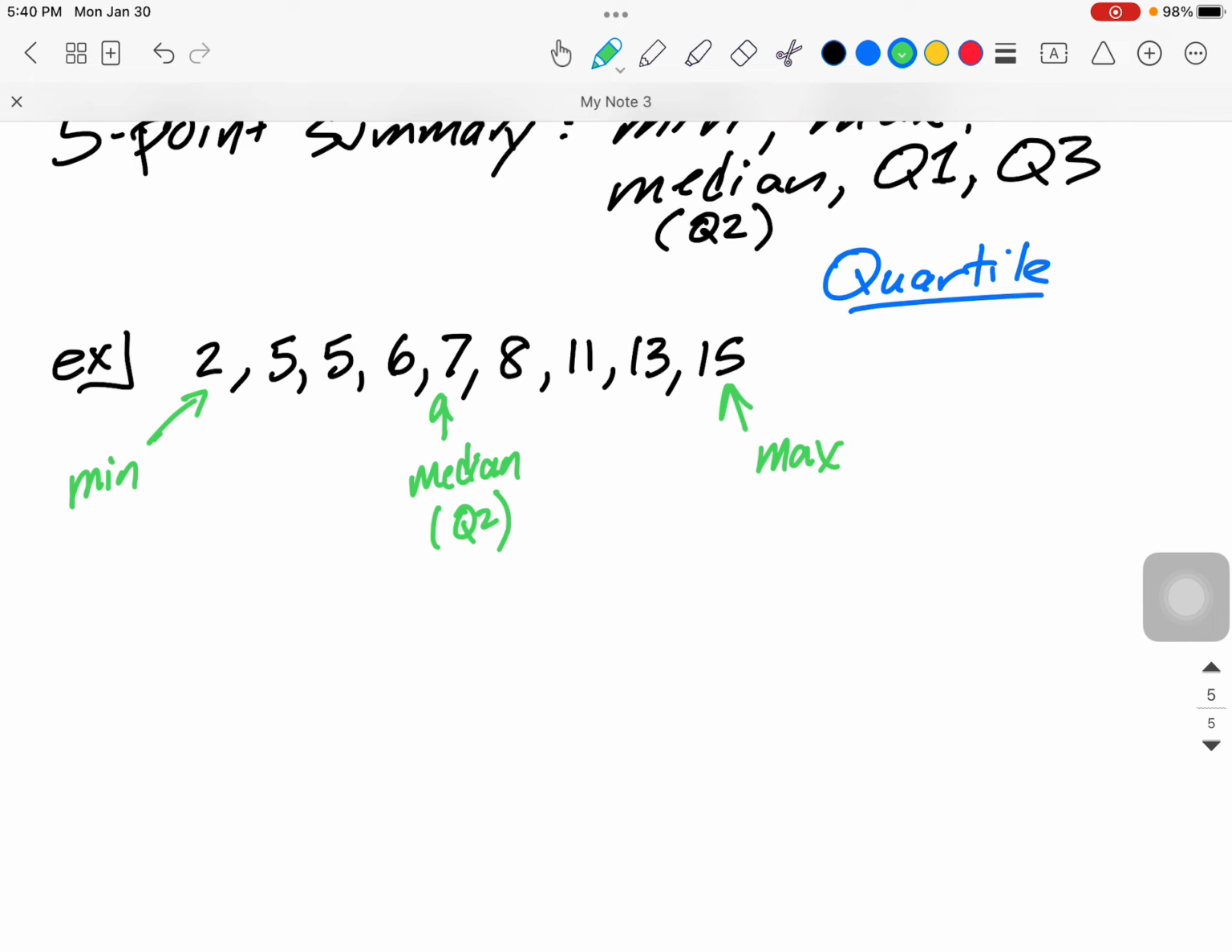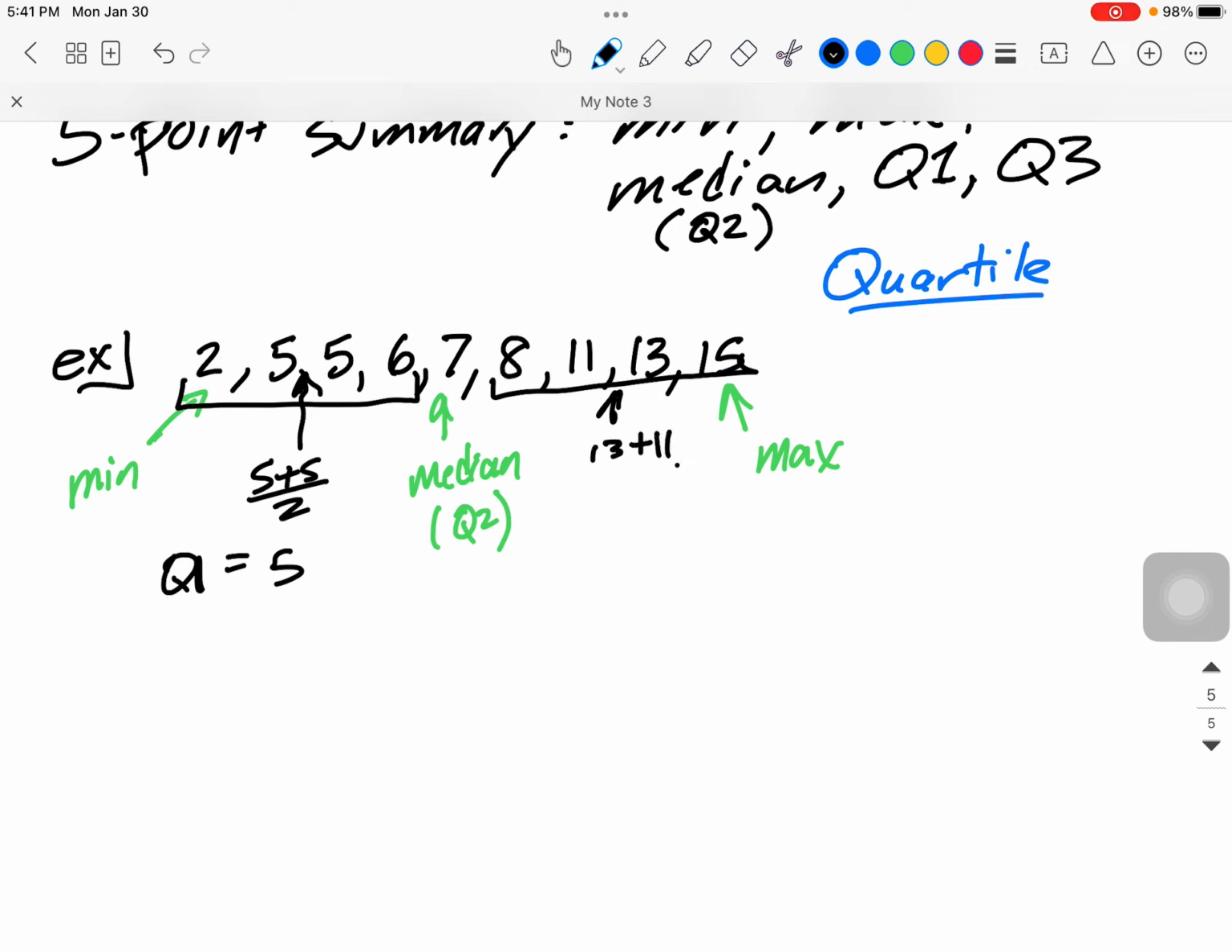So how do you calculate the quartiles? Well, the idea is if you take the bottom half and find the median of the lower half, meaning the middle, which would be right here, 5 plus 5 divided by 2. That's going to be the position of quartile 1, or Q1. And if you take the upper half, the position of quartile 3, meaning the 75th percentile, so to speak, would be 12.